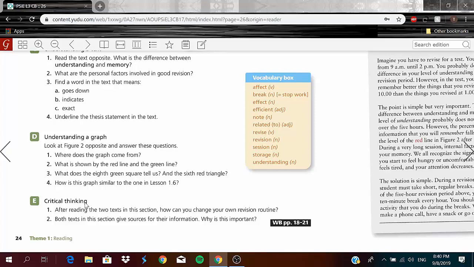Now we have two. Both texts in this section give sources for their information. Why is this important? I think it's because in Western academic texts, it is an actual requirement that writers always credit ideas and opinions to their authors. And at the same time, where opinions are the author's own, the author must state this clearly, and that is why you'll see the authors giving sources for their information.